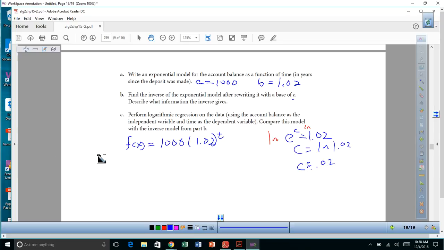Now if we say b, balance, the balance is 1,000 times 1.02 to the t. And now we're going to put the e in there. We're going to put that e to 0.02. So the balance equals 1,000 times e to the 0.02 t.